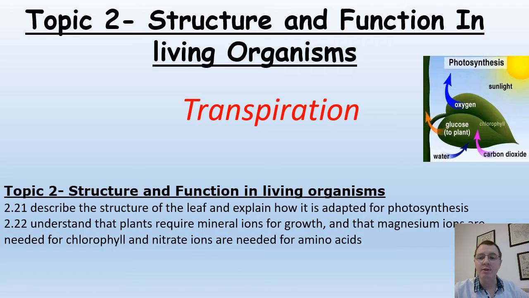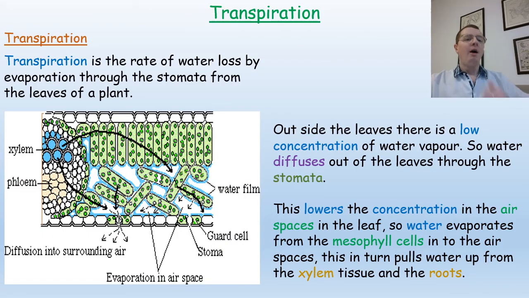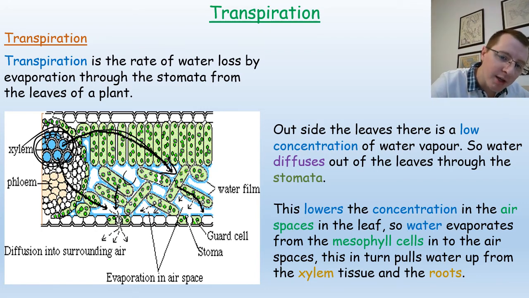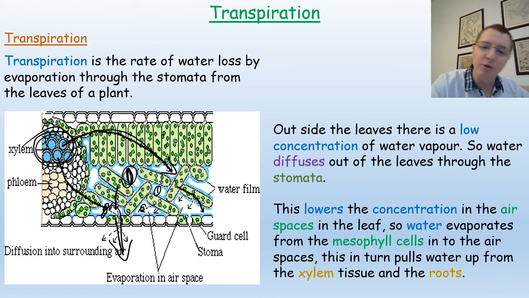So the next section that we need to consider then is transpiration. And transpiration is the rate of water loss by evaporation through the stomata from the leaves of a plant. So if we have a quick look here, we can see the xylem vessels here transporting water up through the stems of a plant and into the leaves itself. And that water will flow from cell to cell through the palisade cells, through the spongy mesophyll cells, and eventually it will evaporate into the air spaces here and here and here and here, and then out through the stomata.